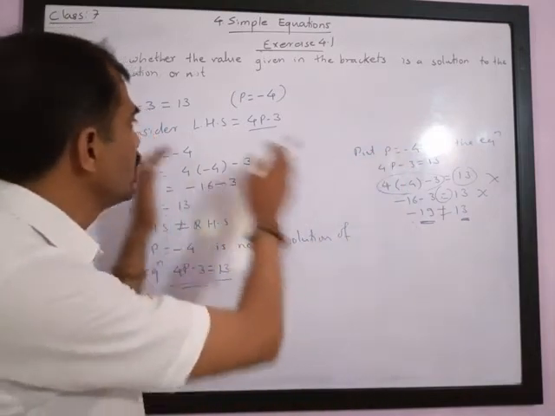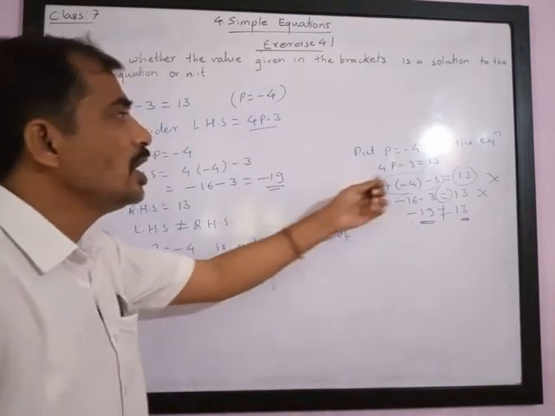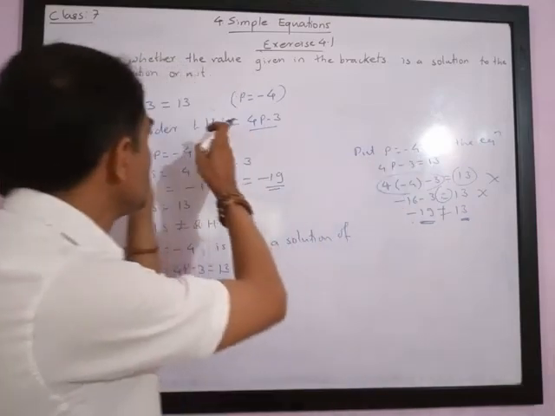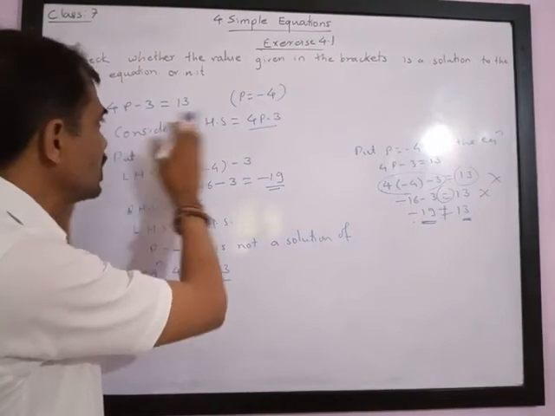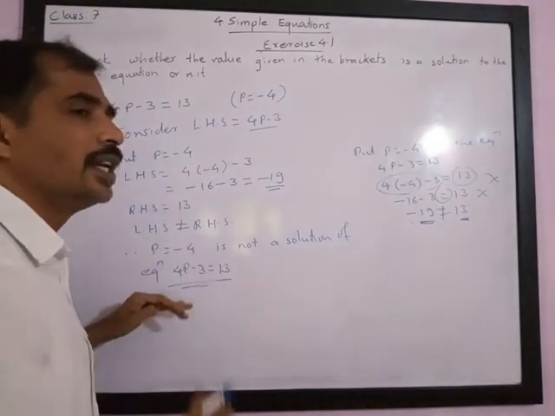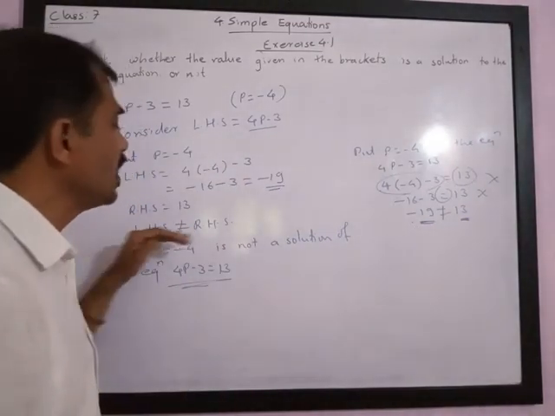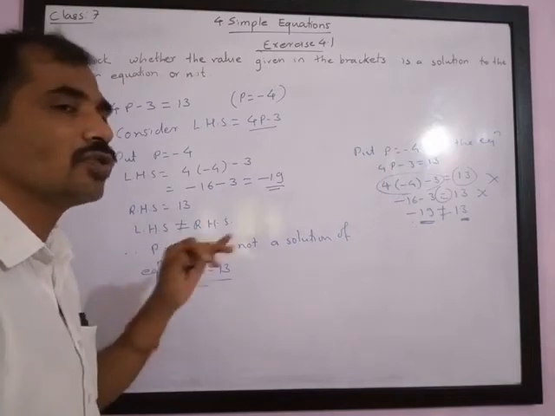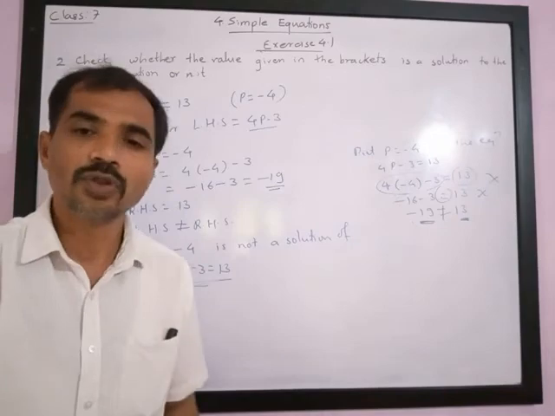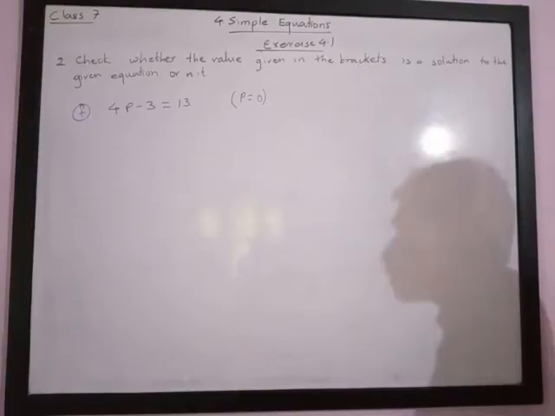You have to consider left hand side separately, because we don't know whether left hand side is equal to right hand side or not. So always remember, solve left hand side separately and solve right hand side separately, and then check whether left hand side is equal to right hand side, and if it is equal, then we can say that it is a solution. Otherwise it is not a solution of the given equation.